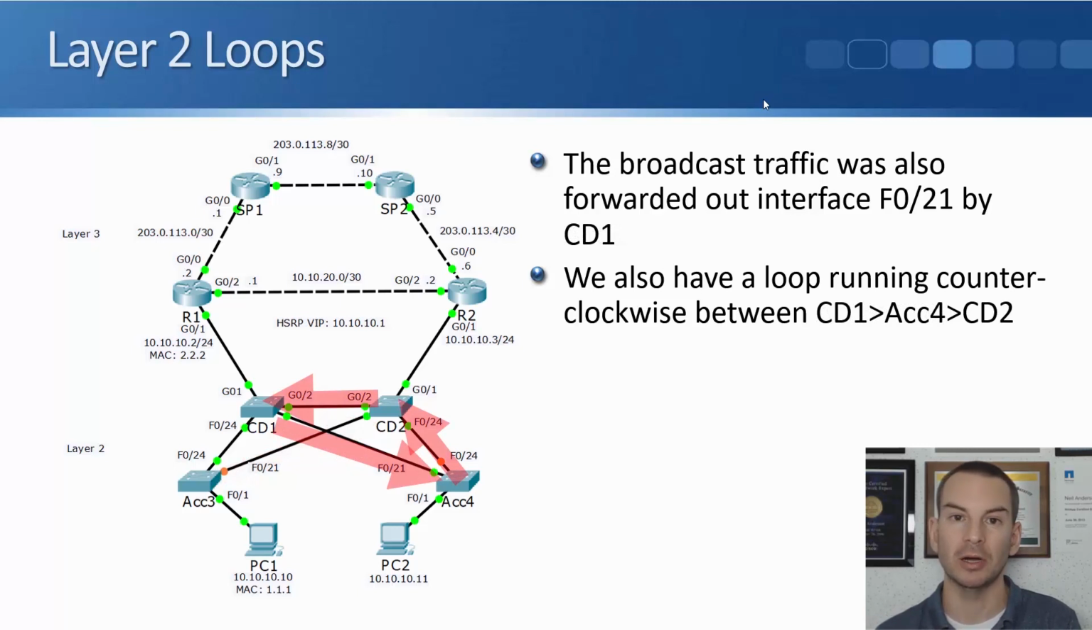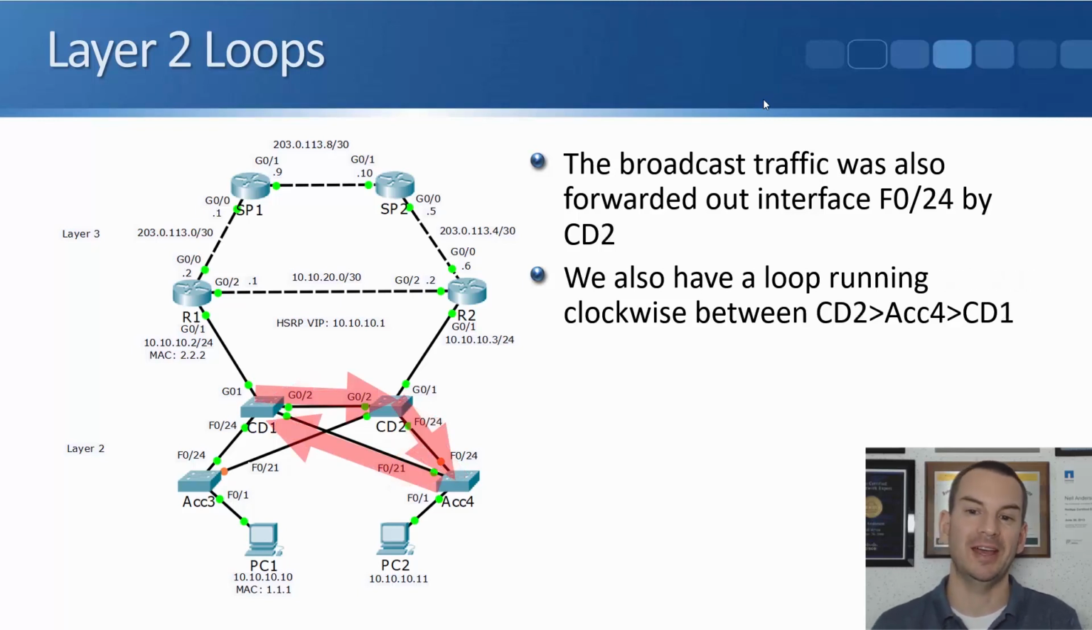Still, it doesn't stop there, because the broadcast traffic was also forwarded out interface fast 0/21 by switch CD1. So we also have a loop running counterclockwise between CD1, access 4 and CD2. And the broadcast traffic was also flooded out interface fast 0/24 by CD2, so we also have a loop running clockwise between CD2, access 4 and CD1.